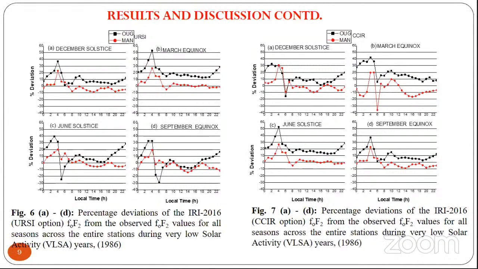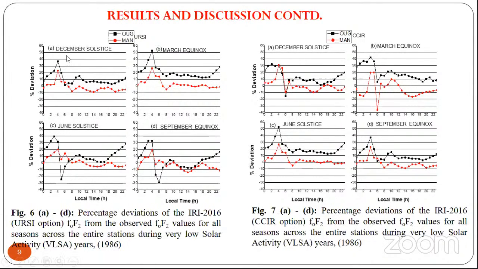Now, figure 6 and figure 7 show the percentage deviation. That is the part where the model was unable to predict the actual values correctly. The negative percentage shows that the model value was higher than the actual value, while the positive percentage shows that the actual value was higher than the model value.